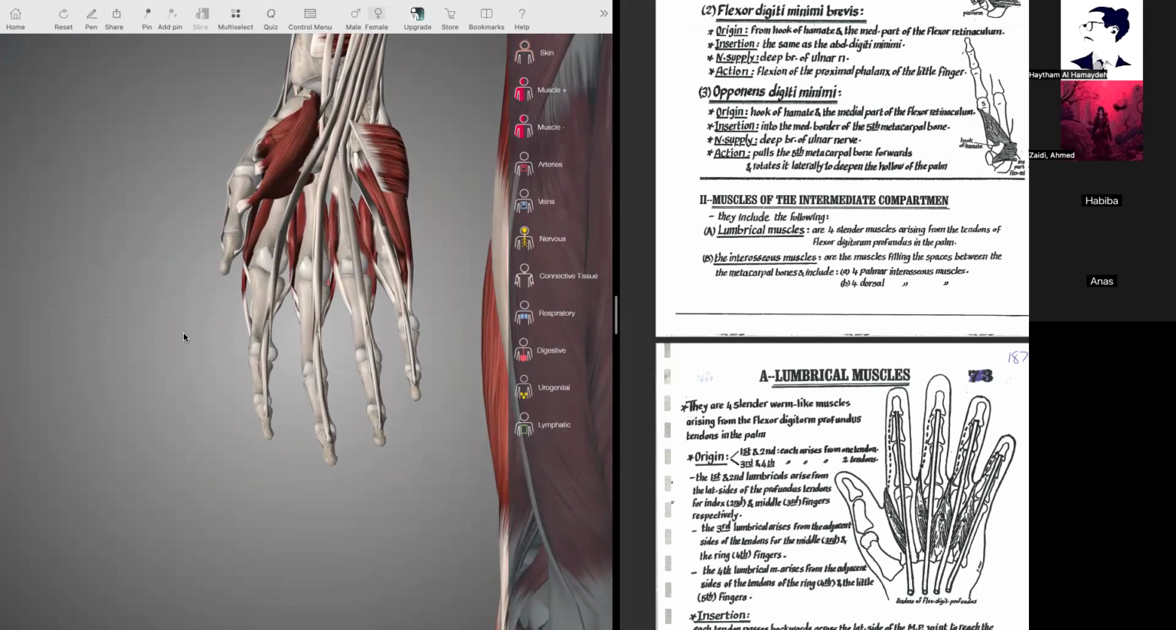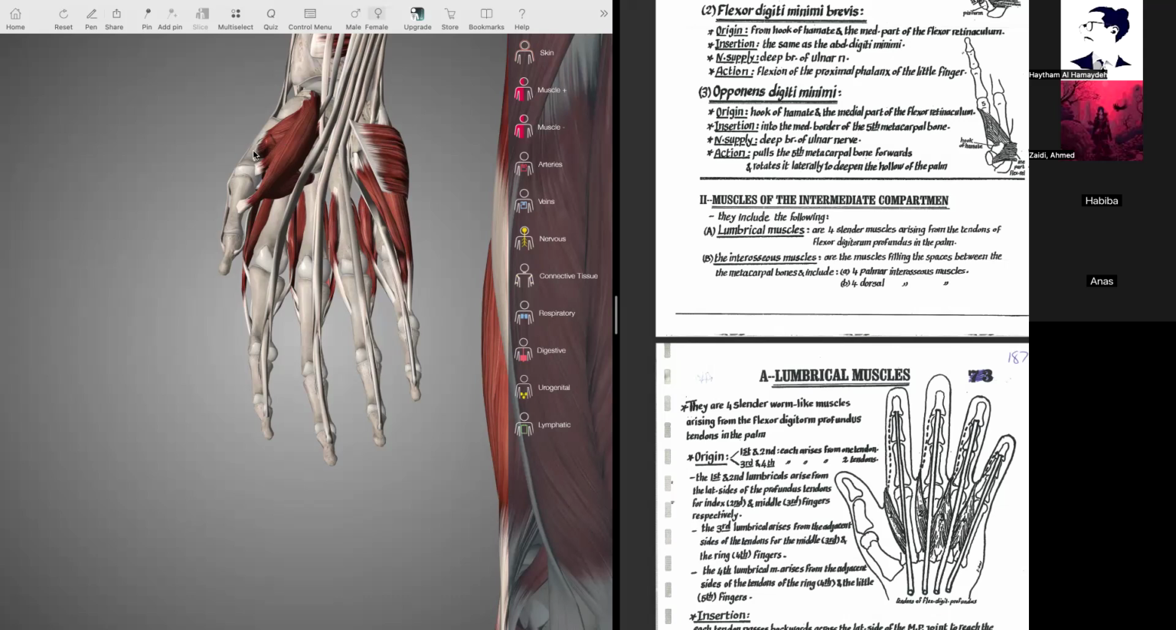Okay, these are the muscles of the hand. So again, the muscles of the hand are divided into thenar, hypothenar, and intermediate. The lateral, the medial, and the intermediate.